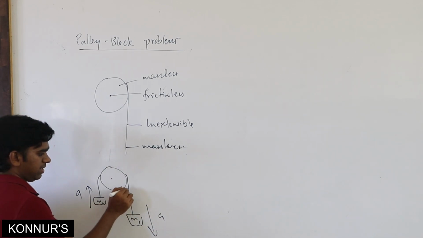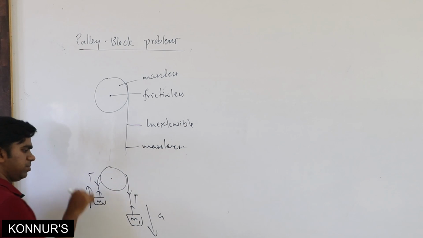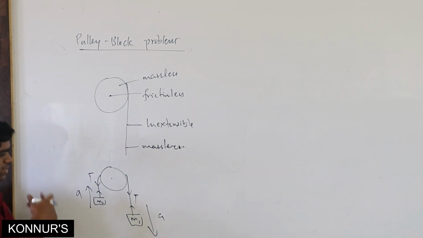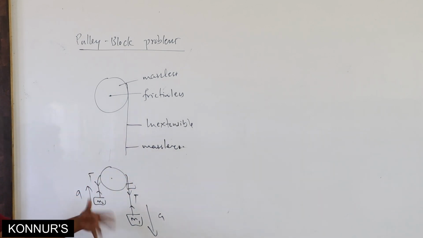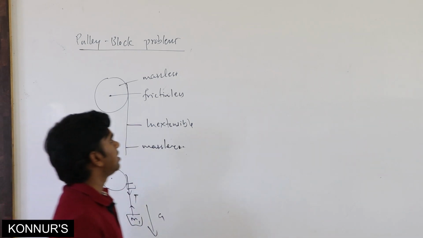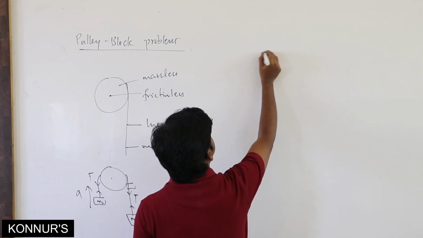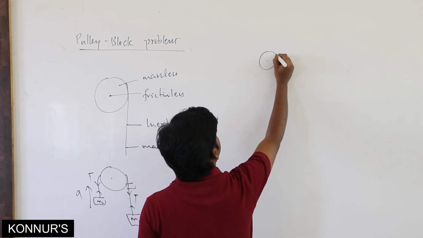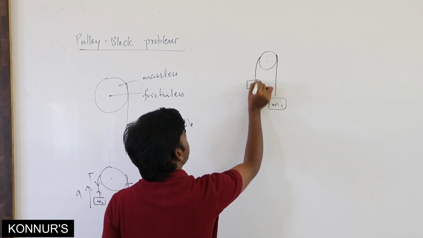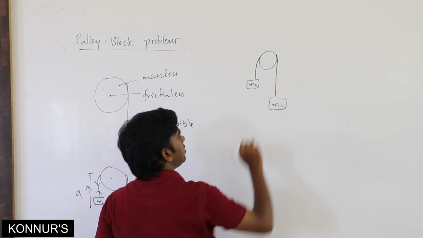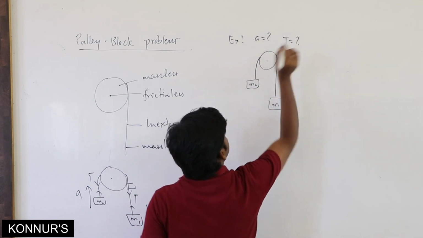Similarly, the tension here is T, and here also the tension is going to be T, because it is a single wire. By chance, if there is one more body connected in between, then T1 and T2 will become different, the tension may change. In general, suppose you are having a body of mass m1, and this side a body of mass m2. If they ask you to find acceleration and tension, what you have to do?